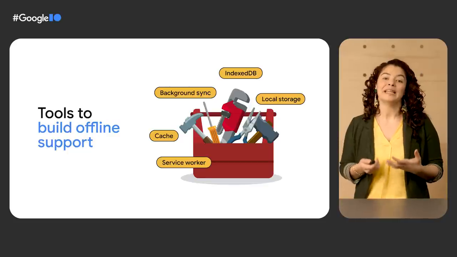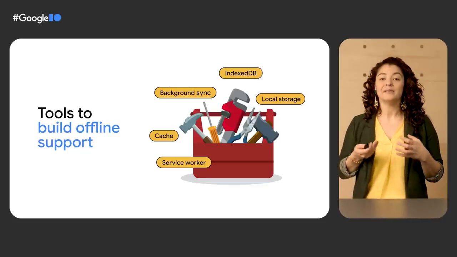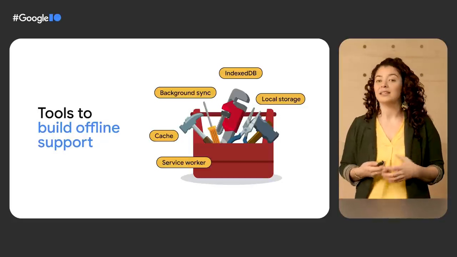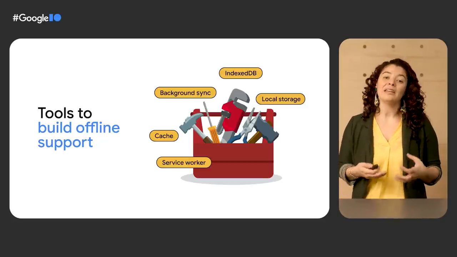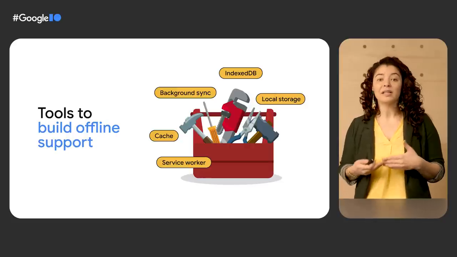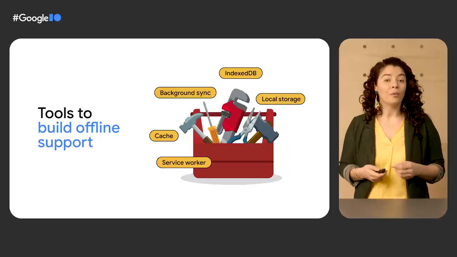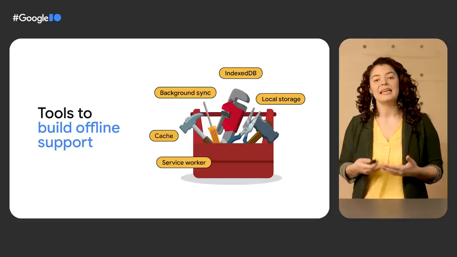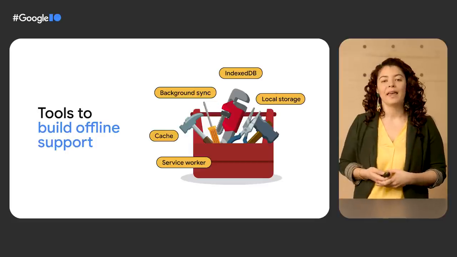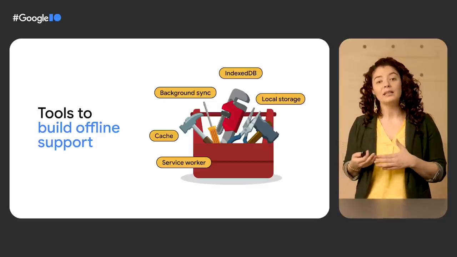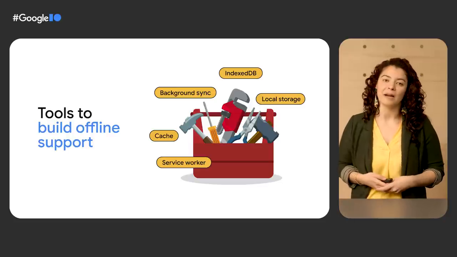To implement an offline experience, you will save assets locally using a cache or local storage like IndexedDB, and use your service worker to serve the content from the storage when the user is offline or when using the cached assets is the best option. And if you add syncing data when the user is back online, you'll also need to use background sync.